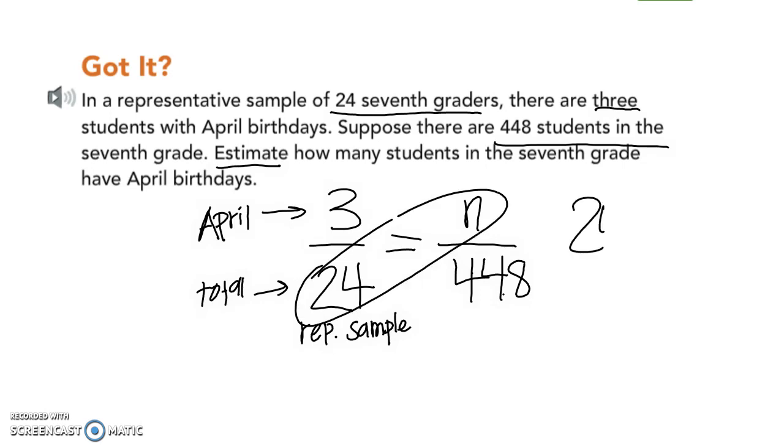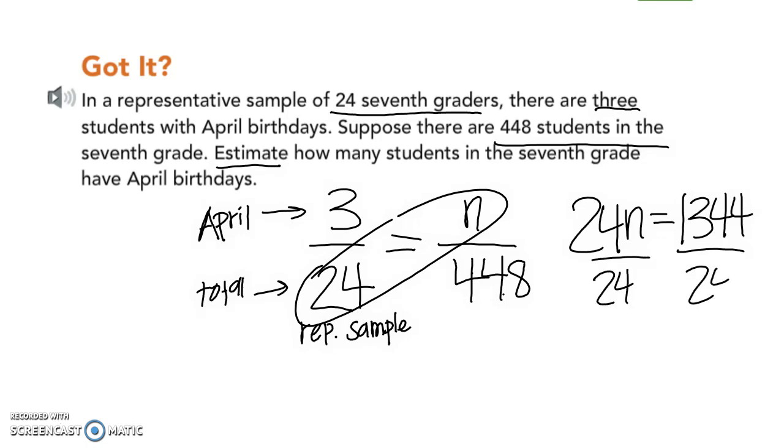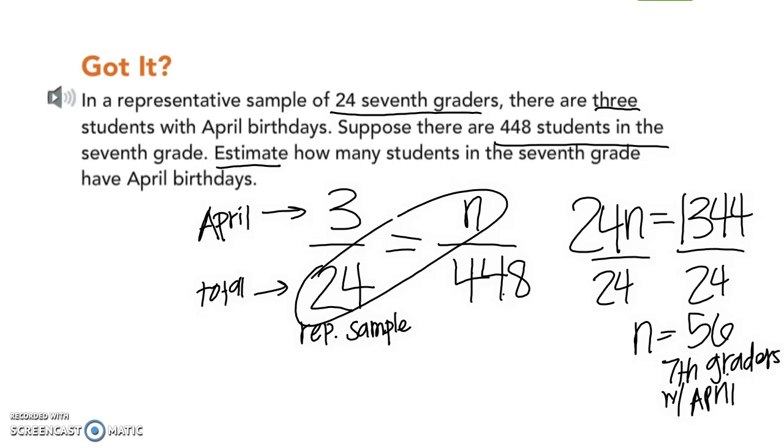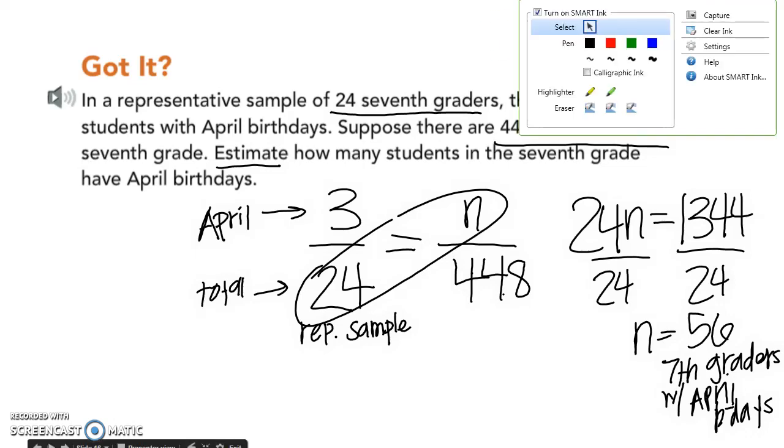24 times n, and then 3 times 448 is 1,344. Okay, then I just want to divide by 24. And I get n equals 56. That means 56 7th graders with April birthdays. B-days. How about that? B-days. Okay. So you would use that information given to make a prediction about the population.